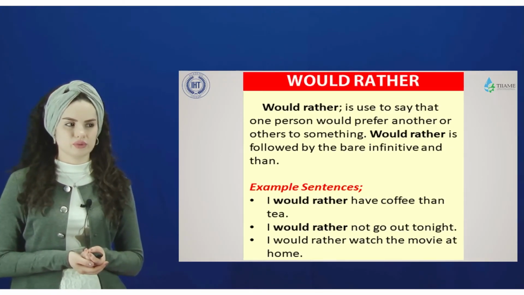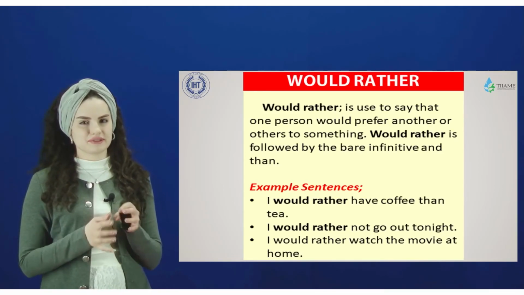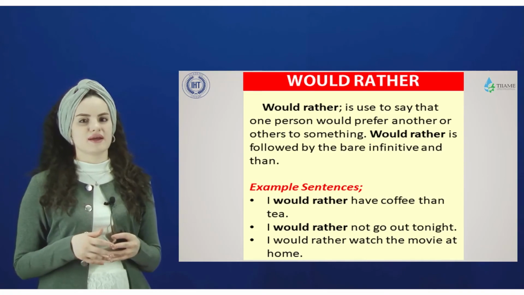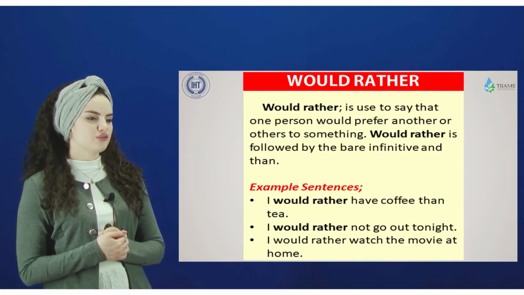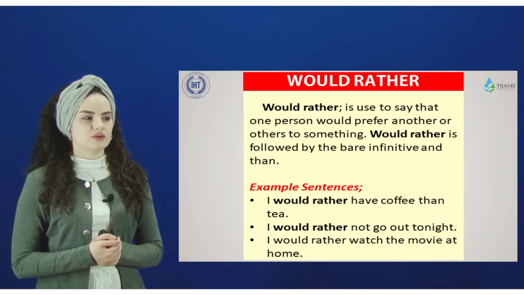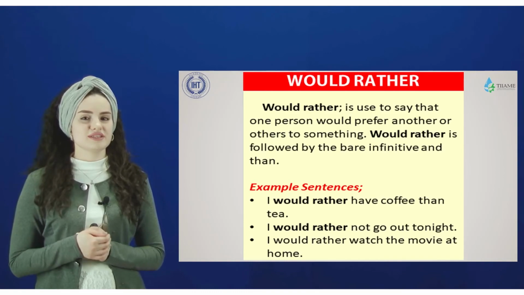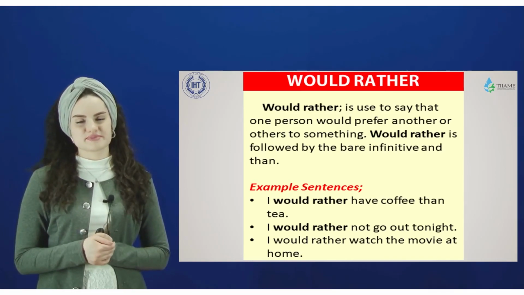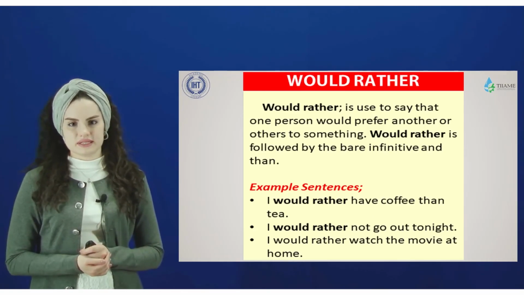What about would rather? Another construction which may express some particular situation. And can you see, I would rather have coffee than tea. Would rather is followed by the bare infinitive. Bare infinitive is a verb without the particle to. All these examples may represent this situation.